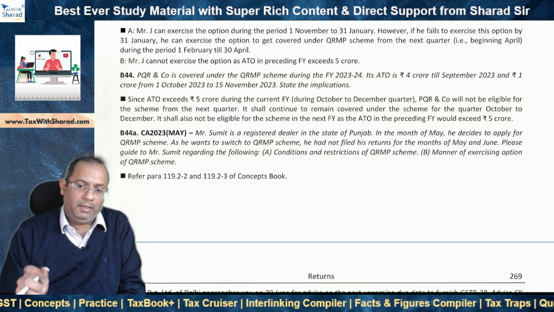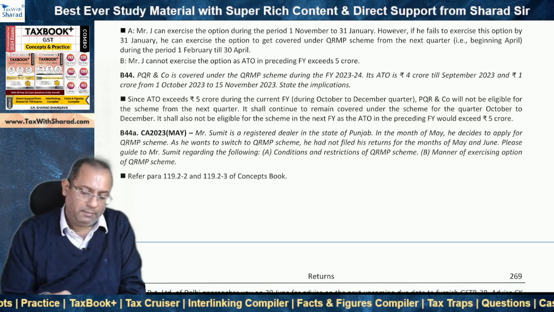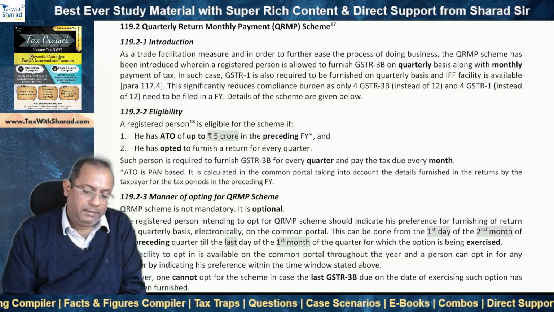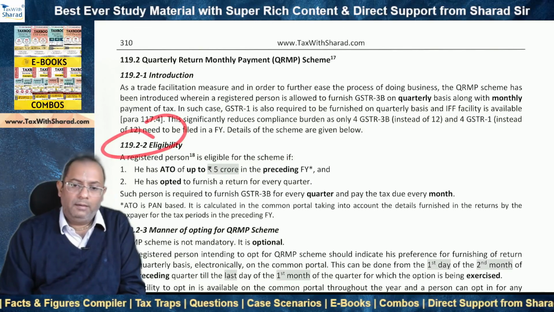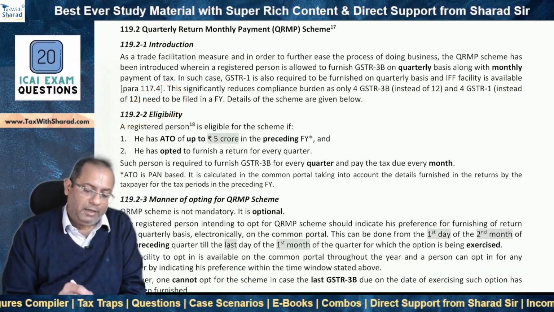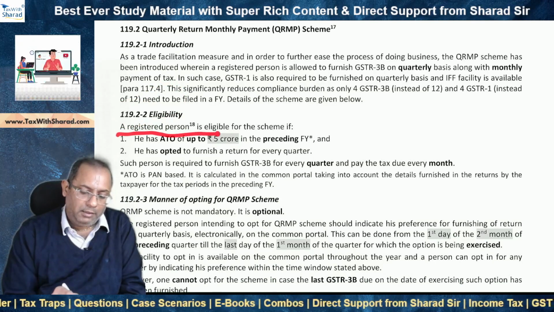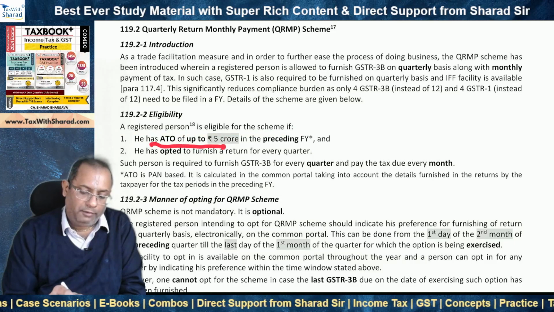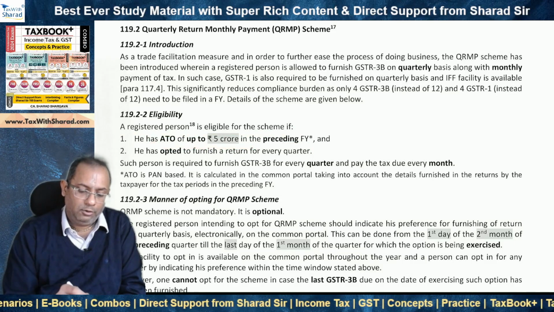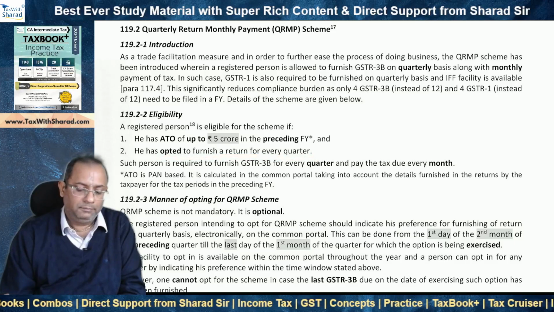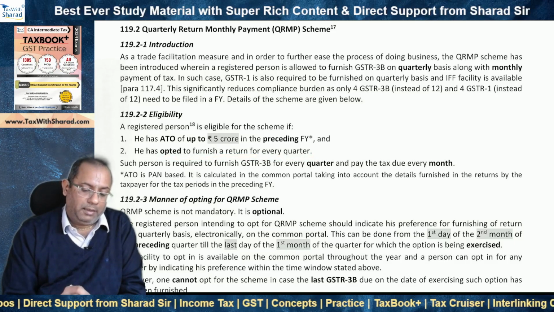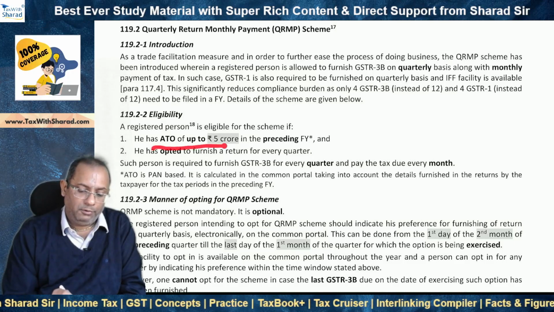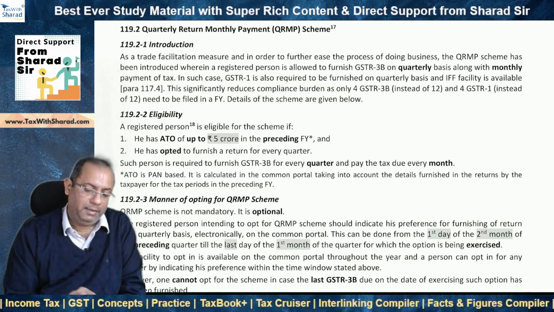Okay. So 2 points here in respect of which there are examiner comments and where the students committed a mistake. While giving the answer regarding the eligibility of QRMP scheme, it should have been mentioned that a registered person is eligible for the scheme if he has aggregate turnover of up to 5 crore in the preceding financial year and he has opted to furnish a return for every quarter. So first, the correct statement in respect of the first condition should have been that he has aggregate turnover of up to rupees 5 crore in the preceding financial year.